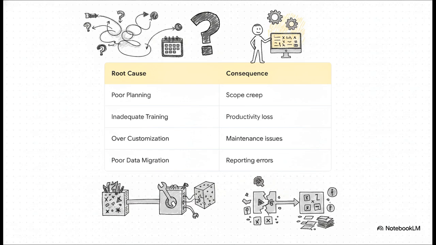Excessive customization, this is a fatal flaw in enterprise architecture. Companies often attempt to alter the ERP code to fit legacy habits rather than adopting industry best practices. This creates long-term maintenance nightmares and makes future upgrades nearly impossible. Poor data migration, this is the silent killer of transformations. The principle of garbage in, garbage out is absolute. Failing to cleanse, standardize, and validate legacy data before transferring it into the new environment ensures that the new system will generate immediate reporting inaccuracies.